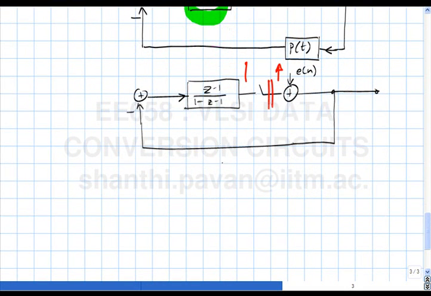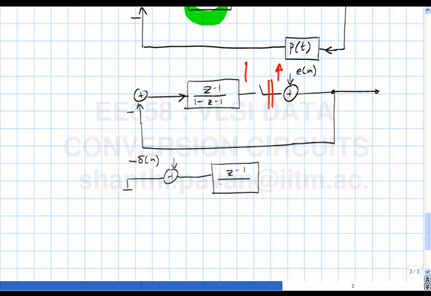So if I break open the loop, what will I get if I put in an impulse? Okay, so this is the E of n. I put in a delta of n here, and what will I get? This has to be multiplied by -1. If I put in minus delta of n rather, then what should I get? Z inverse by 1 minus Z inverse, and this is the out. This is what you will get after you go around the loop. Does that make sense?